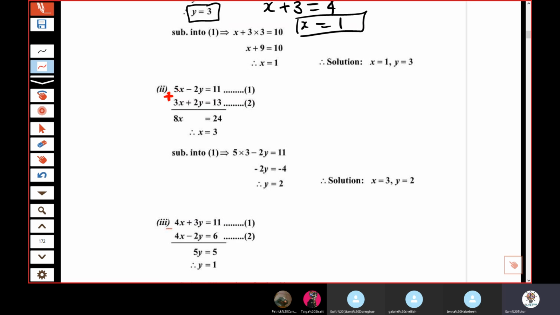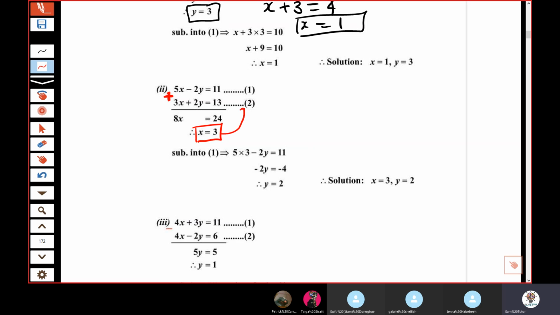So then we just add everything in line. 5 plus 3 is 8x. 11 plus 13 equals 24. I'm solving for x, so how do I get rid of the 8? Divide it. 24 divided by 8 equals 3. Once you find that, what do you still need to find, Tiger? x equals 3. Now you're trying to find y.